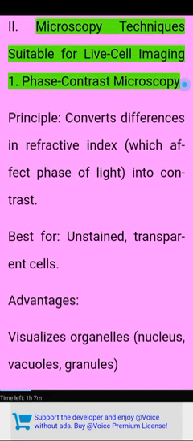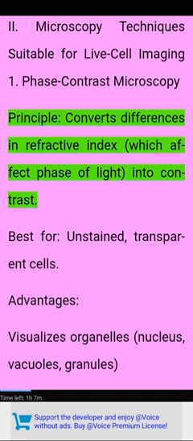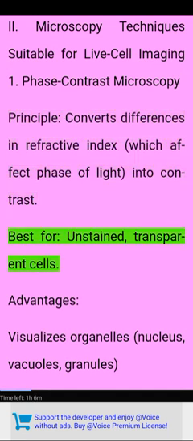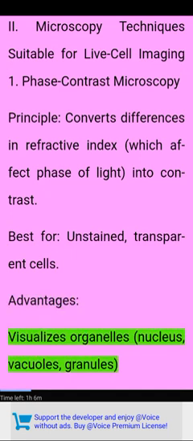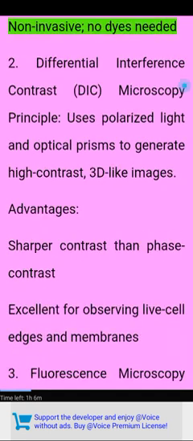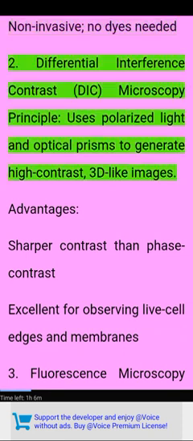2. Microscopy techniques suitable for live cell imaging. 1. Phase contrast microscopy. Principle, converts differences in refractive index, which affect the phase of light, into contrast. Best for unstained, transparent cells. Advantages, visualizes organelles, nucleus, vacuoles, granules. Non-invasive, no dyes needed.